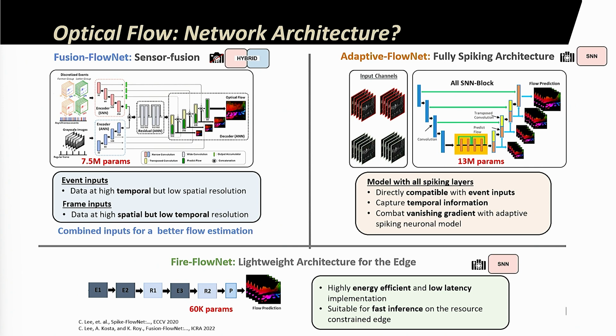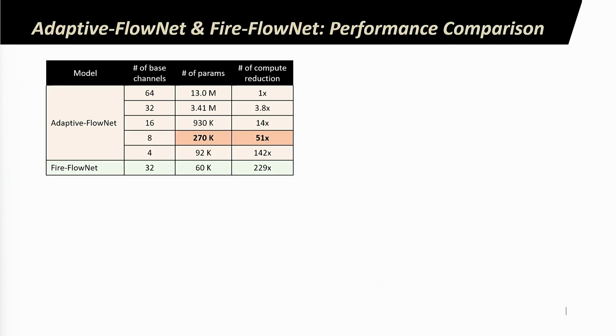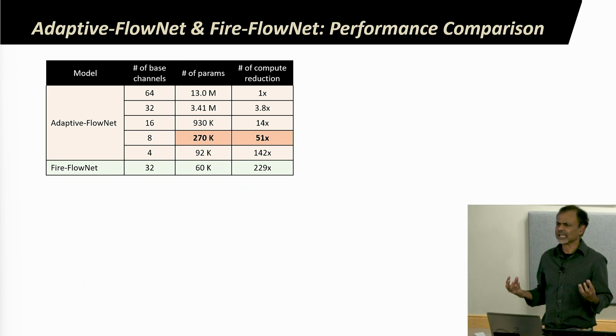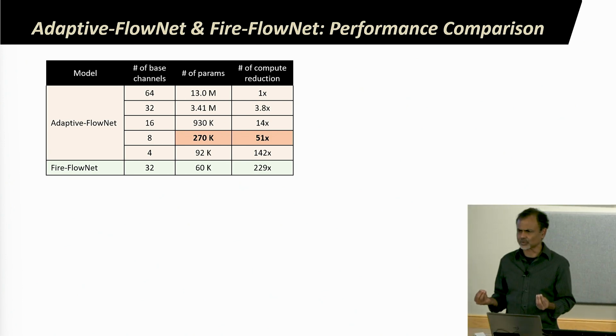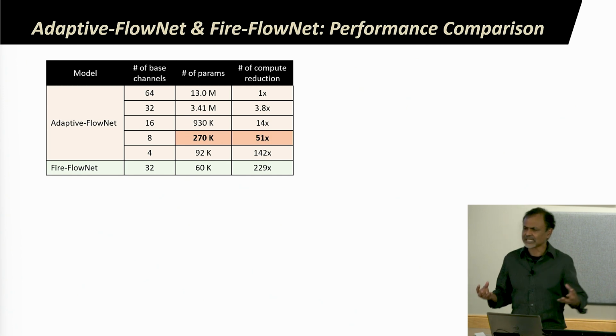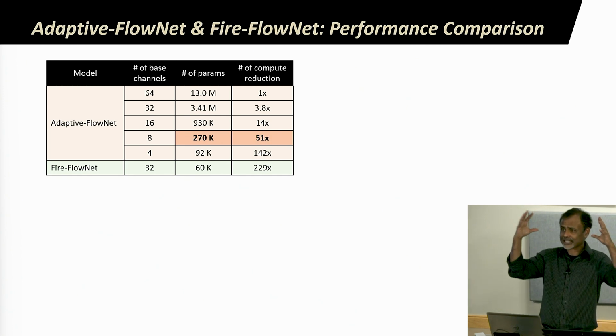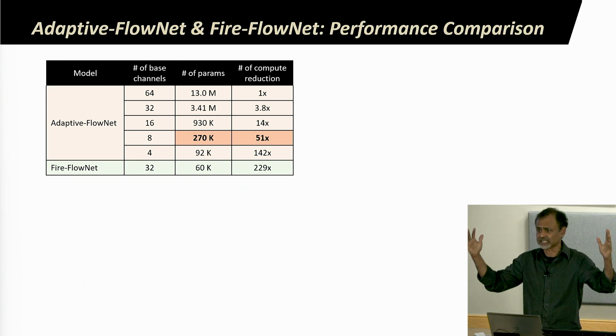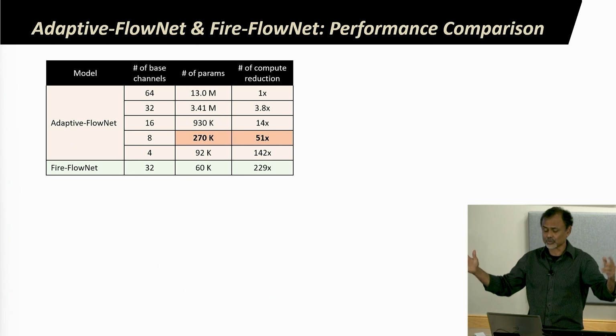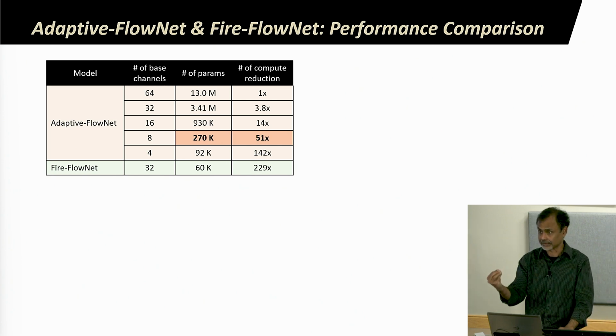In fact, interestingly enough, the 60,000 parameters certainly doesn't have the kind of endpoint error that we are expecting out of these larger scale networks, but does reasonably well for the kind of applications that you're looking at. So to that effect, what we did is we looked at various such SNNs, spiking neural networks for doing optical flow, and compared that with those adaptive FlowNet or these hybrid architectures that we looked at, the best ones that we could get using an ANN.